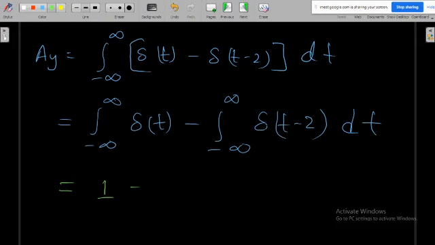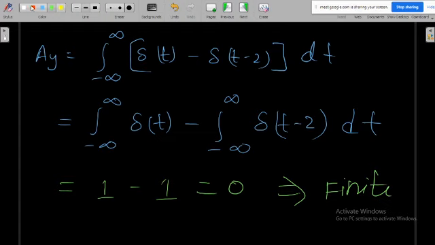The second one is also 1. See, t equal to 2, the impulse is definitely within this limit. So here also the value is 1. 1 minus 1 is 0. Again, this is finite. We have applied a bounded input, and the output is also bounded. So that's why this system is a stable system.